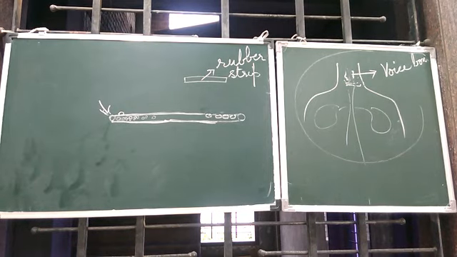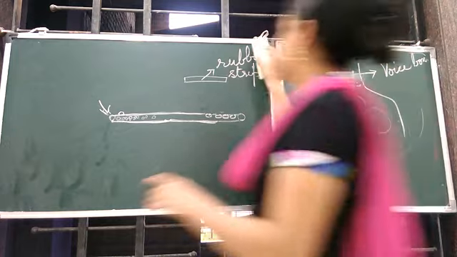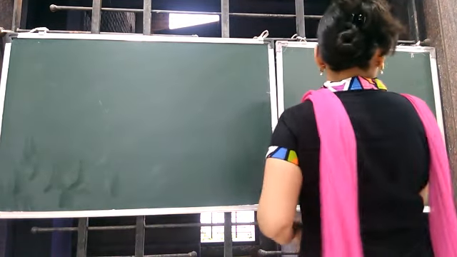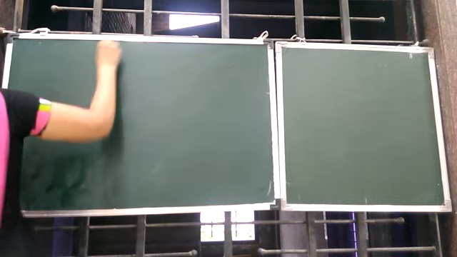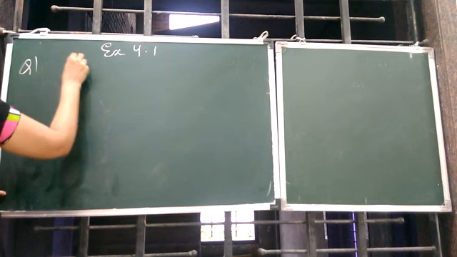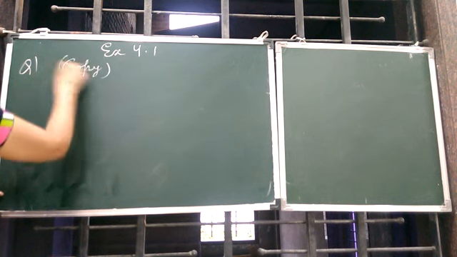Okay, welcome back children. We will start with exercise 4.1. We have to complete the table, the last column of the table. Question number 1, we have to complete the table. So we are doing it in copy only, completing the table.